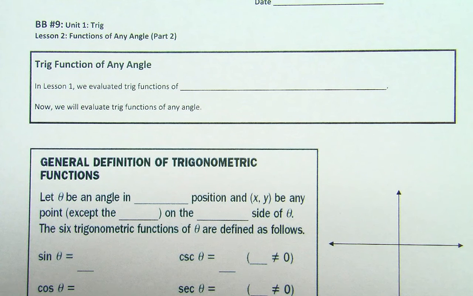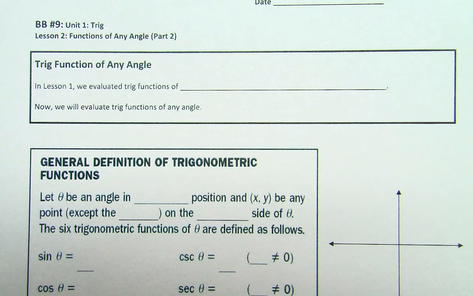of any angle. Up to this point we've also only been dealing with right triangle trig, where we've been dealing with acute angles less than 90 degrees. So now we're going to start looking at what these trig functions, sine, cosine, and tangent, really look like when we are dealing with angles larger than 90 degrees. So starting out, trig functions of any angle.